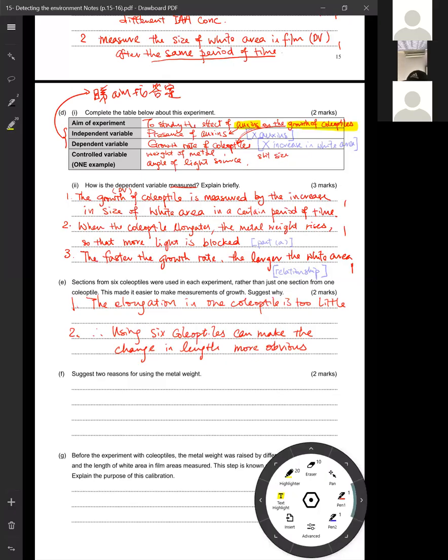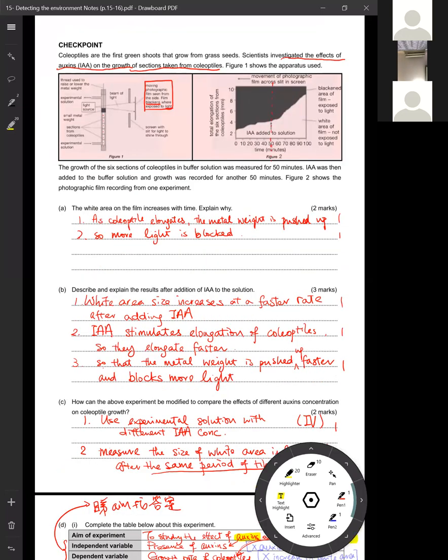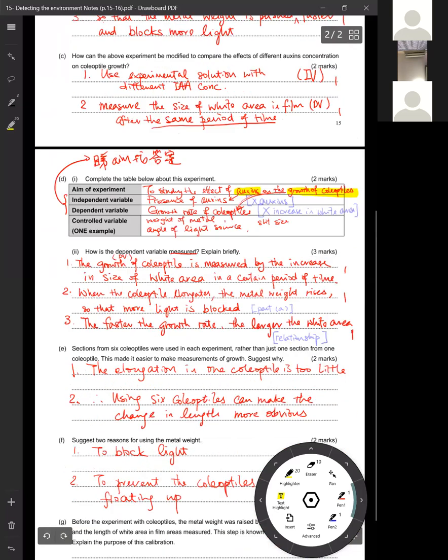The reason for using metal weight for F, one is to block light. The second reason is to prevent the coleoptiles from floating up. Because you are using a lot of small coleoptiles in a tube full of solution, right? So you can imagine without anything pressing them down a little bit, those coleoptiles will move around, float around. Okay? That's not what you want.